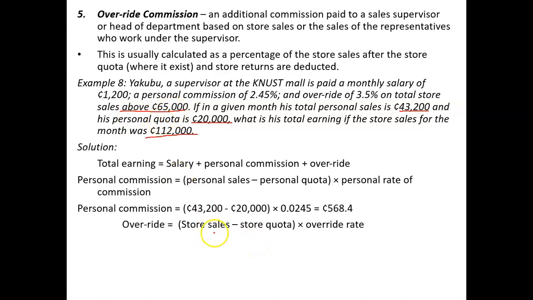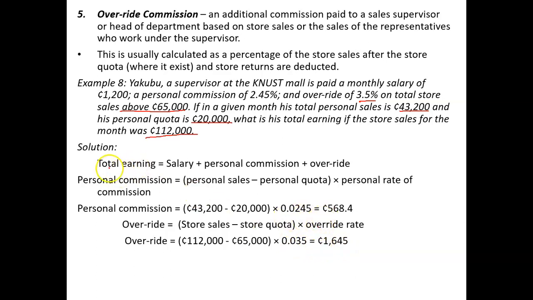So to get the store commission amount, we say what? Store sales, which is 112,000, minus 65,000, the quota. Then we multiply by the override rate. What's the override rate? 3.5%, which is 0.035, as you can see here. So 112,000 minus 65,000, times 0.035. Please put this in brackets and find it separately before you multiply by the rate. When you do that, you should get 1,645 cedis, isn't it?